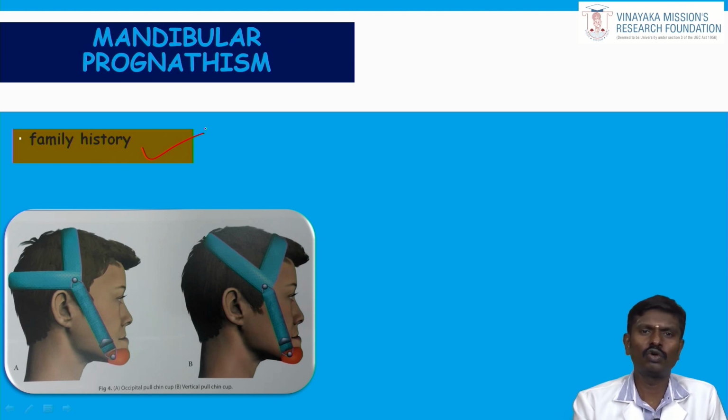If there is no family history, you can go for chin cup therapy for the correction of class 3 malocclusions. Either you can give it from the occipital region, or you can give it from the vertical region. If the patient has a little bit of open bite, you can give it from the vertical. The pressure from this side will correct the open bite also. If the patient is a horizontal grower, you can give an occipital pull chin cup therapy.